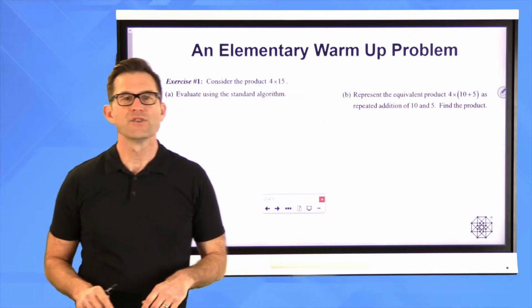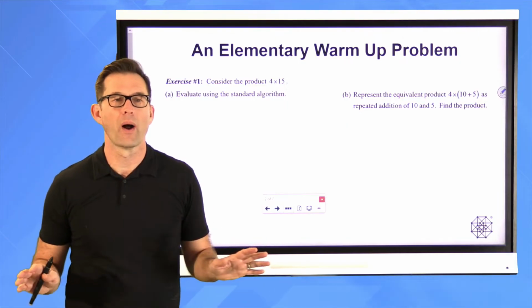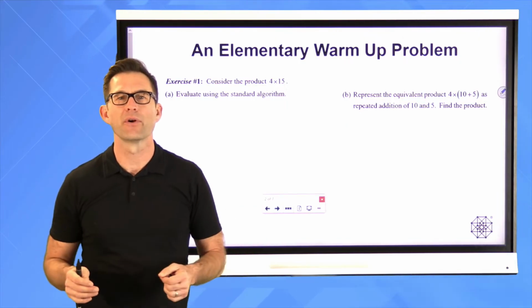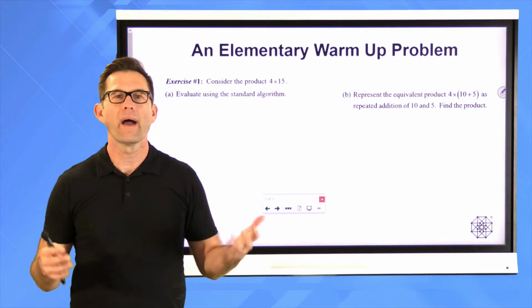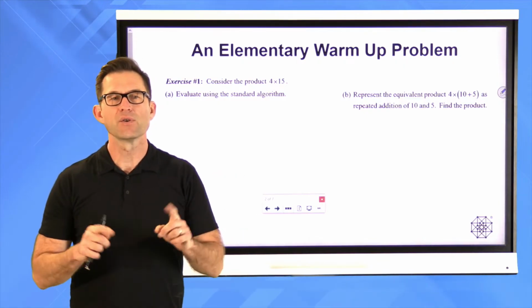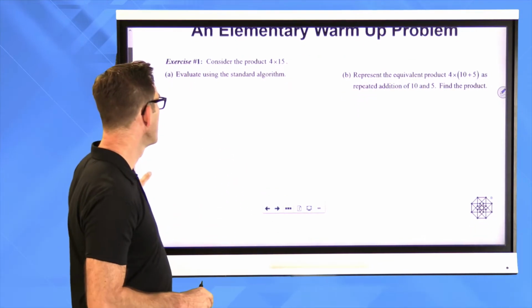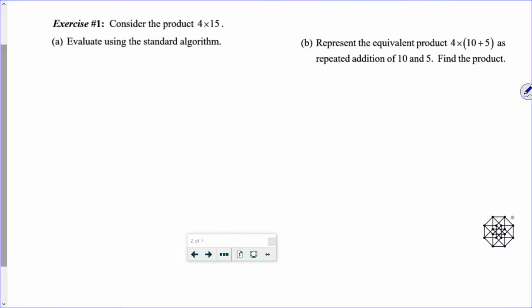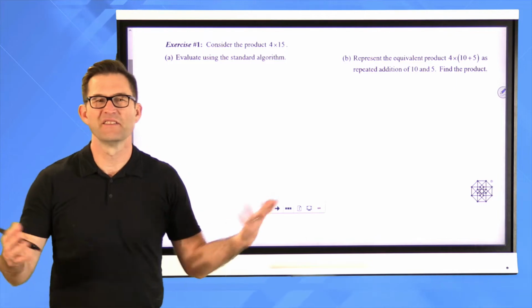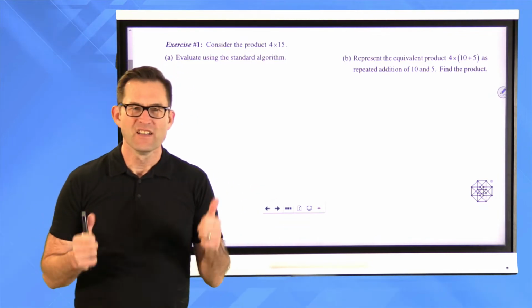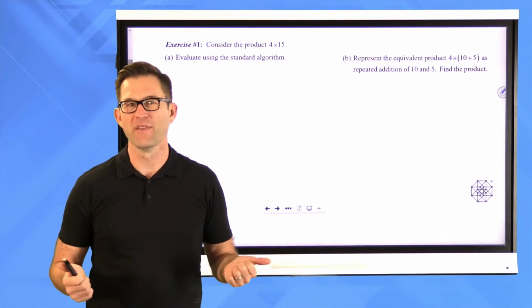All right. So an elementary warm-up problem, because anytime you have a property, you want to kind of understand why it works, not just memorize it. So let's take a look real quick at exercise number 1. Consider the product 4 times 15. Letter A, evaluate using the standard algorithm. All right, so let's do this together. It's fun. This is like, take me back to 4th grade, if even that, maybe even 3rd grade.